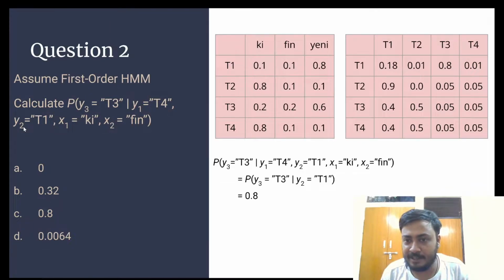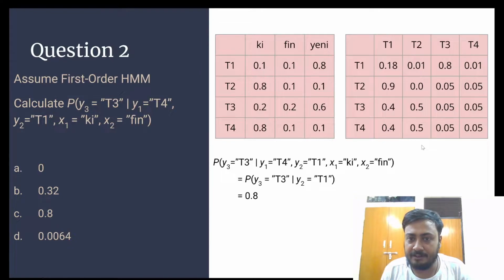Like, these tables mean the same thing, right? So for example, key, fin and yen, so this value 0.1 is the probability of key given t1. So xi equal to key given yi equal to t1. That is how you read the table. And on the other hand, the transition is like probability of yi being t1 given yi minus 1 is t1, that is 0.18, and so on. So that is how you read the table, and you have to break down anything which you have been asked to find out in that form. Then only you can use the values directly.